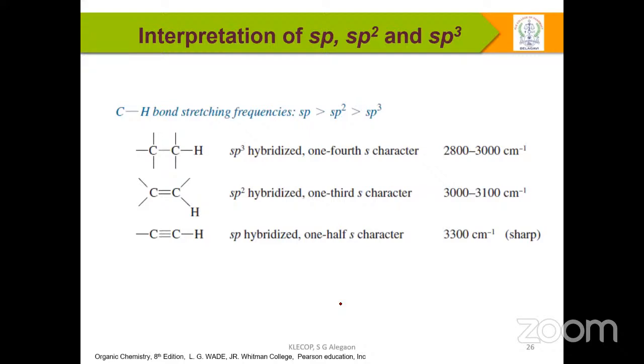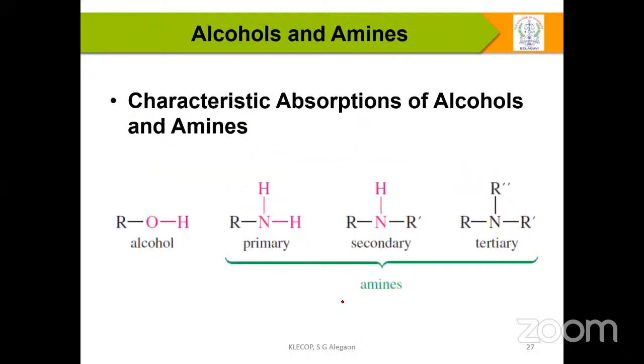So if you take this 1/3 character and 1/2 character, you can understand where the CH stretch appears. For sp3 hybridized, it is 2800 to 3000 reciprocal centimeter. For sp2 hybridized, it is 3000 to 3100 reciprocal centimeter. Then for sp hybridized, it is somewhere around 3300 reciprocal centimeter, and that is a very sharp peak. I think this is very important, what we understood previously.